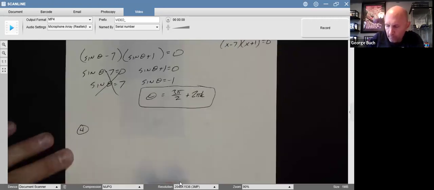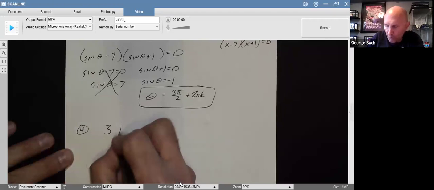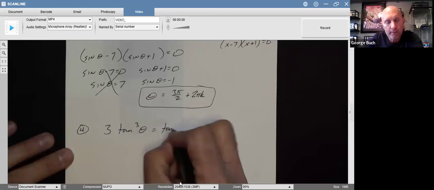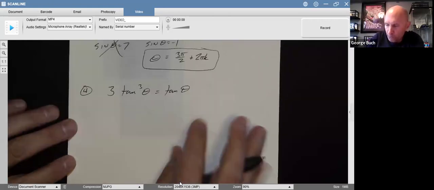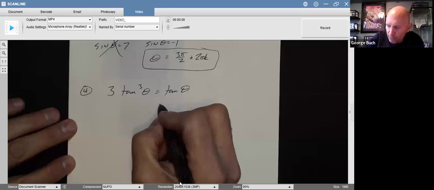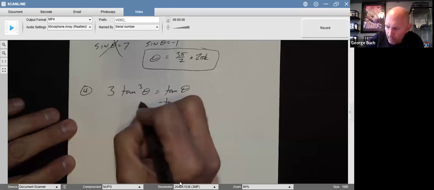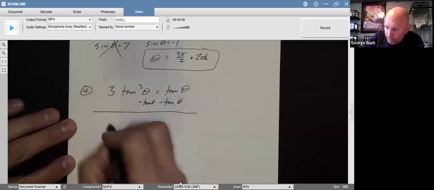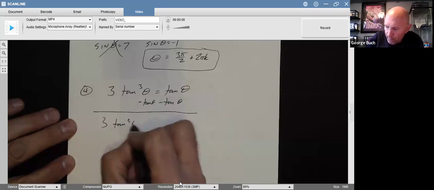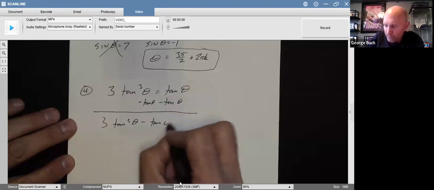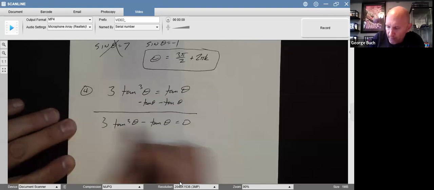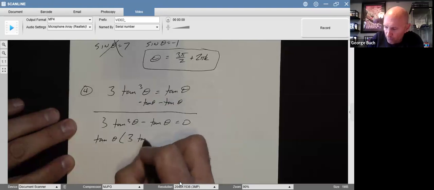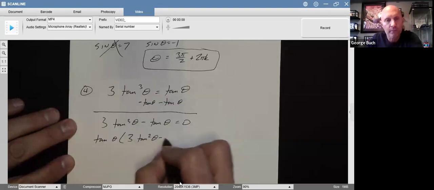Number 4: 3 tangent of 3 theta equals tangent of theta. So first thing, subtract tangent of theta from both sides. So we get 3 tangent of 3 theta minus tangent of theta is 0. So factor tangent of theta out. So I get tangent of theta times (3 tangent squared of theta minus 1) is 0.